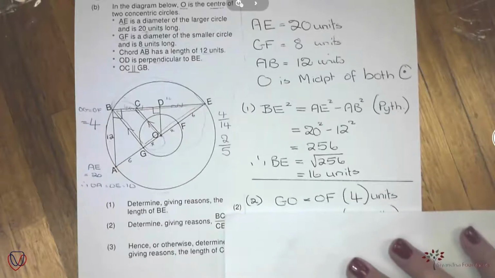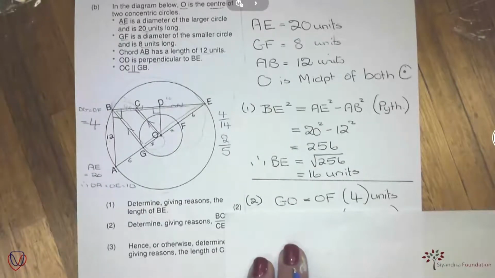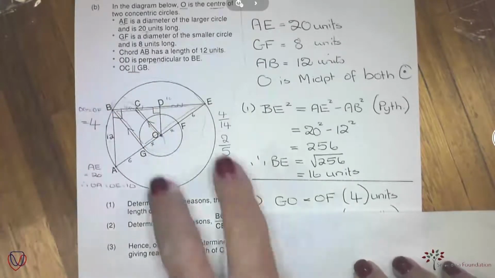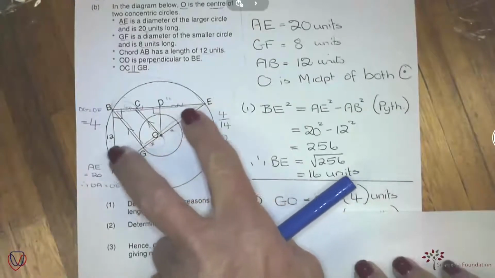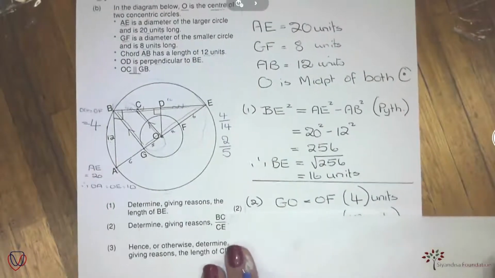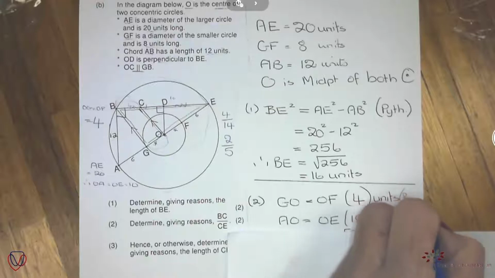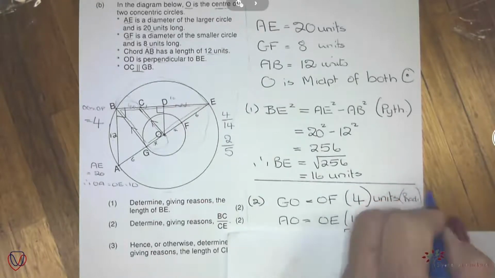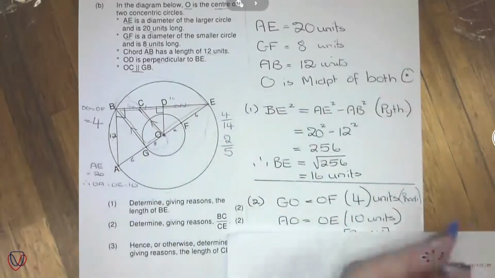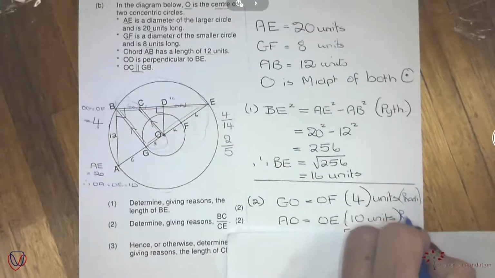Let's have a look. GO is OF. I wrote it there because nobody gave it to you. You realized it because this is the midpoint of the circle, and those two are radii. With the large circle, the same thing, 2 radii. So I wrote it down because they are radii. AO is equal to OE. Also 20 divided by 2, and it's also radii.